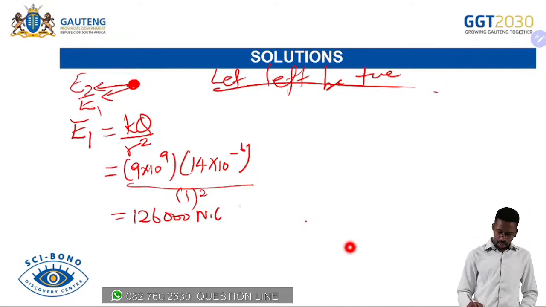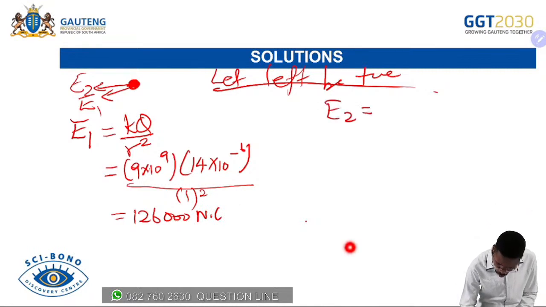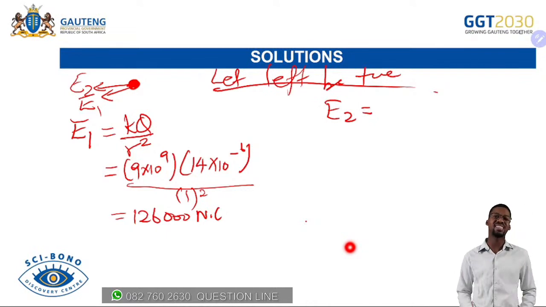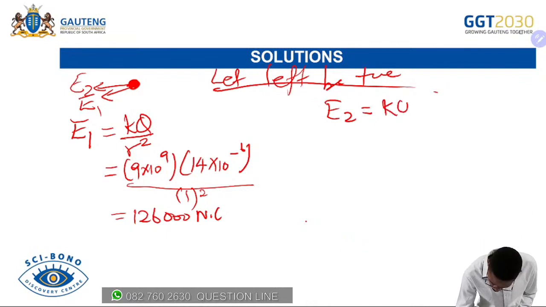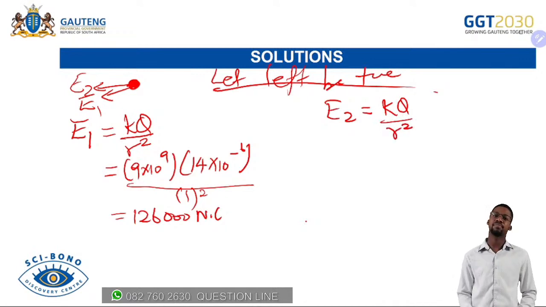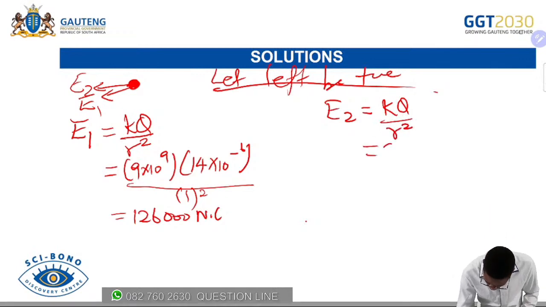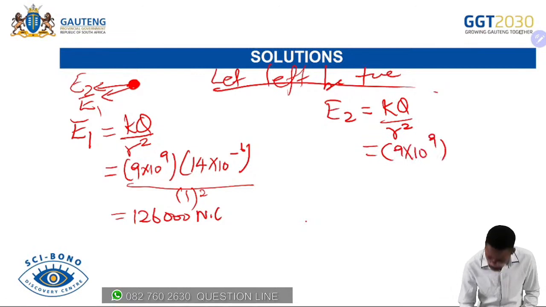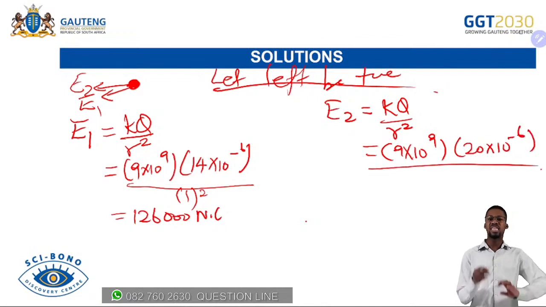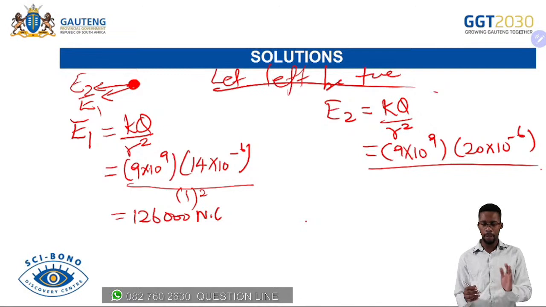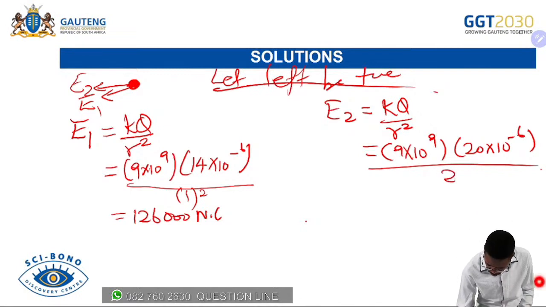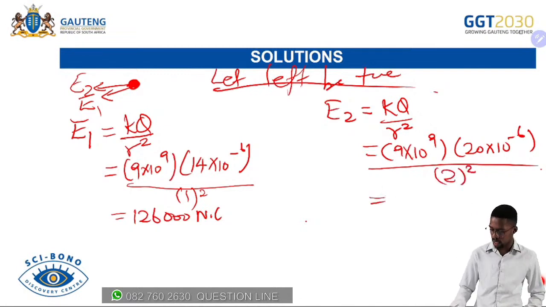Okay? Then let's calculate for E2. You do the same thing. Calculate it separately. It is equal to KQ divided by distance squared. And what is your K? It's 9 times 10 to the power 9. What is charge 2? It's 20 times 10 to the power negative 6, divided by the distance between charge 2 and P, which is what? 2 meters. Don't forget to do what? To square it. Then you perform your calculation.